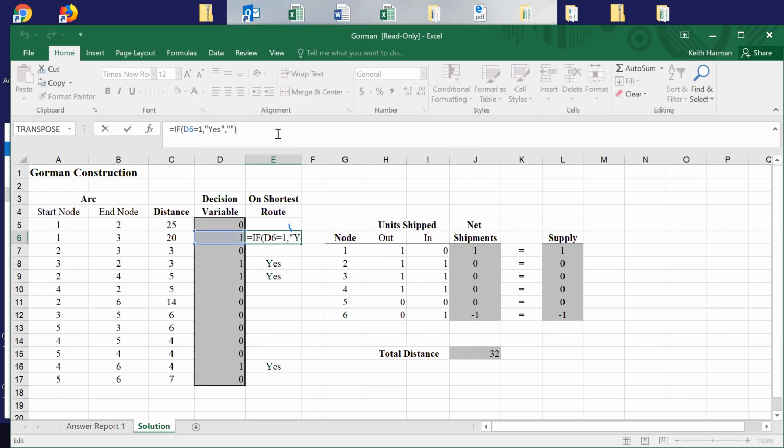If D6, which is that start node, equals 1, then we use that route. If not, we leave it blank. So we're basically using a conditional statement, looking at the start node, the end node, and the distance, and asking: is it the shortest route, yes or no, based upon what we've got to go.